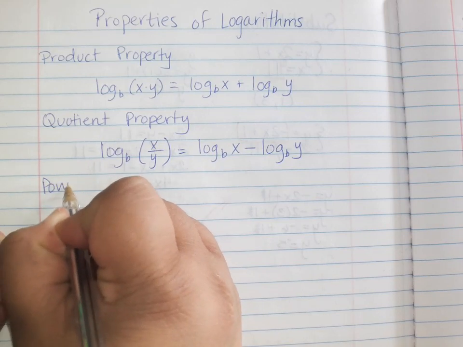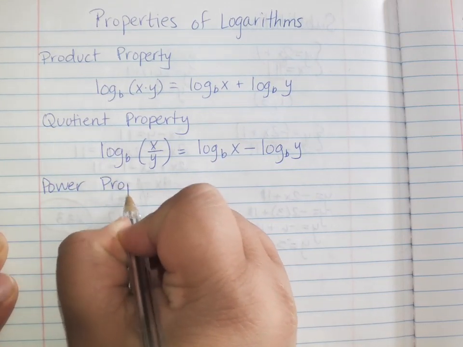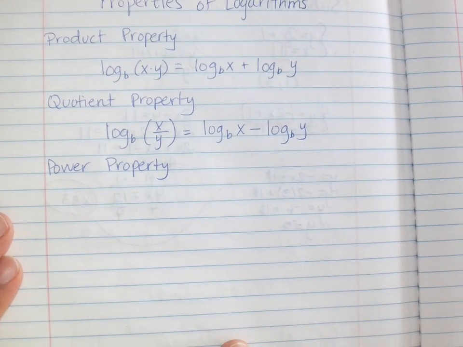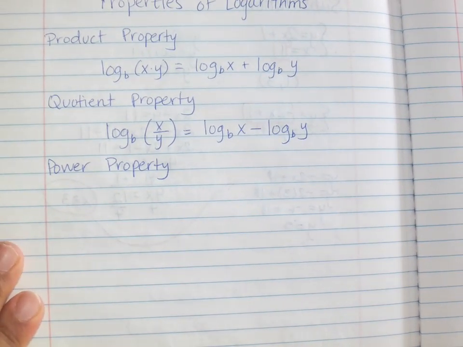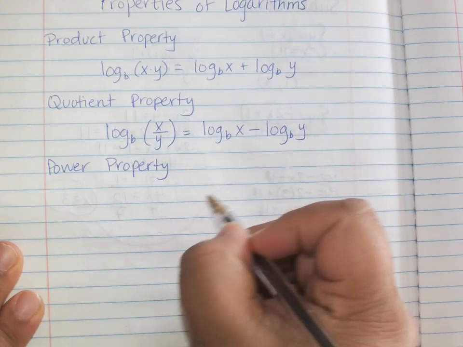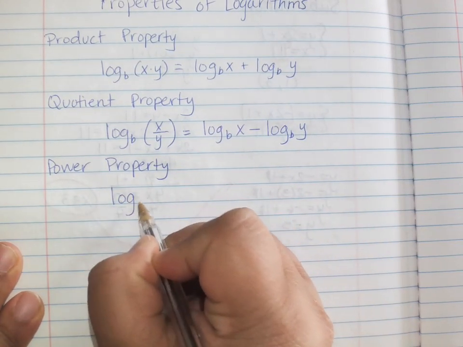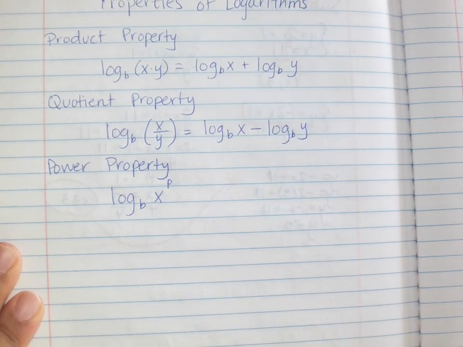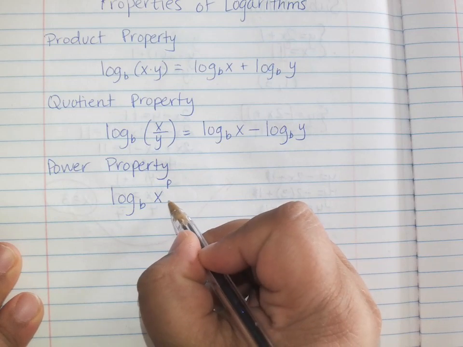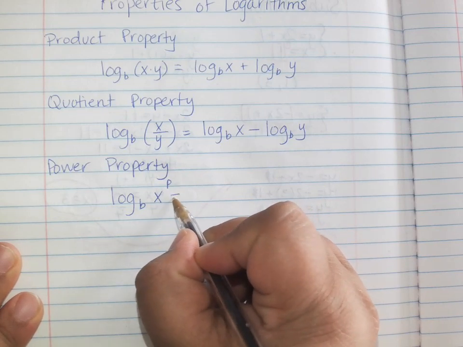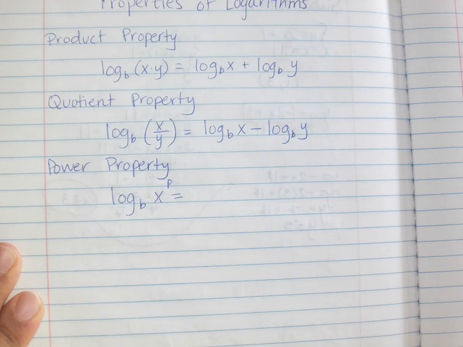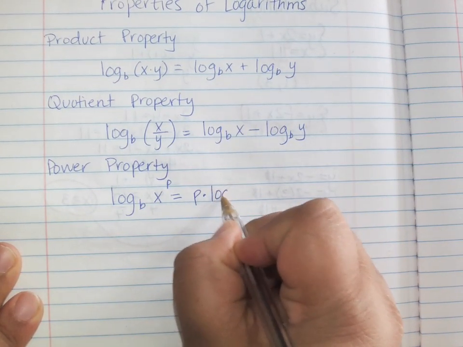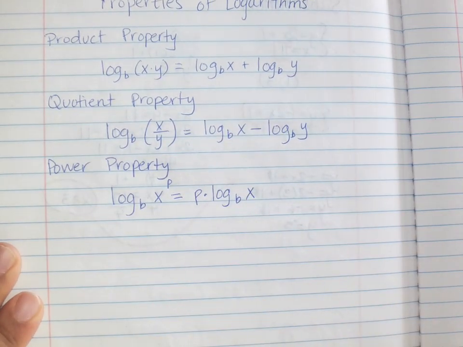And then the next property is power property. This one has to do with having a power or an exponent. So if we have, let's see, log base b of x to the p, for power, I guess, we would actually bring that exponent to the front and then multiply by log base b of x. So we could do that.